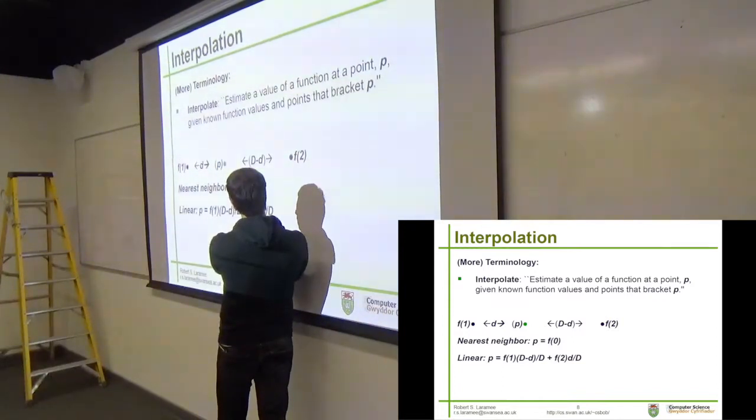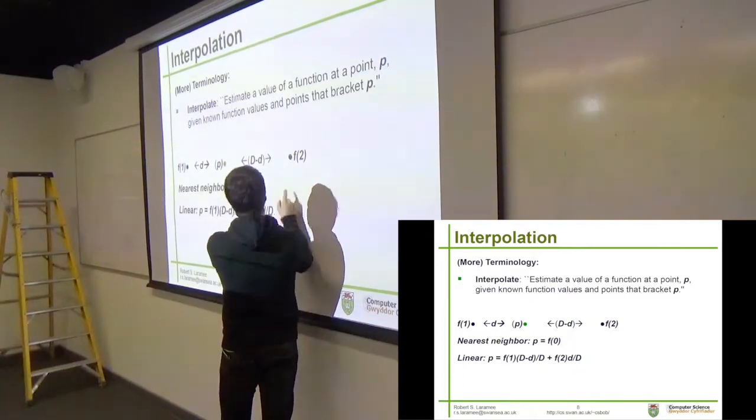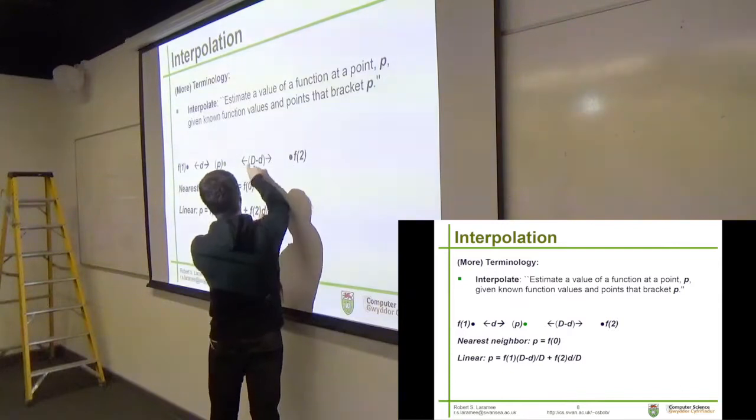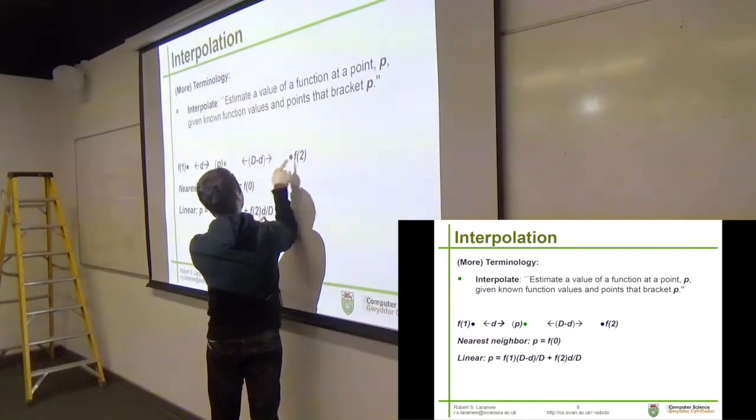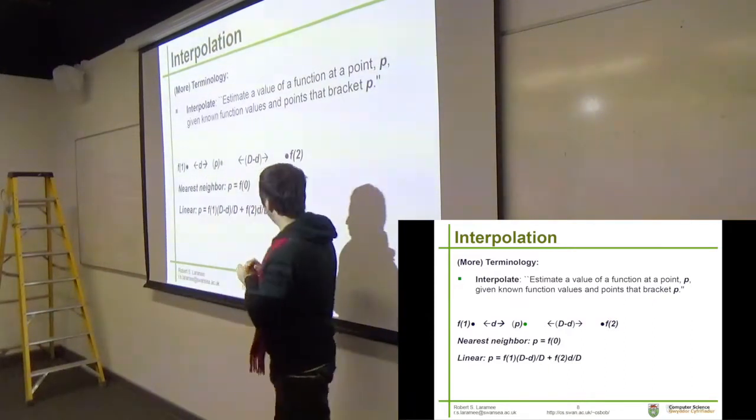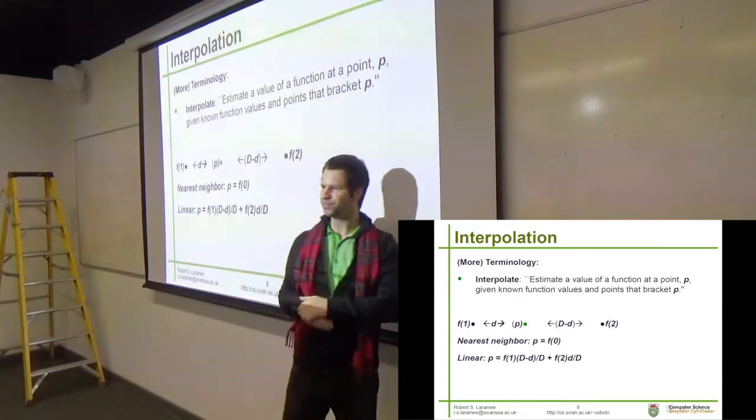When D gets really small, the weight of F2 becomes very big. And when this D gets very large, the weight of F2 gets very small, because D is in the denominator.